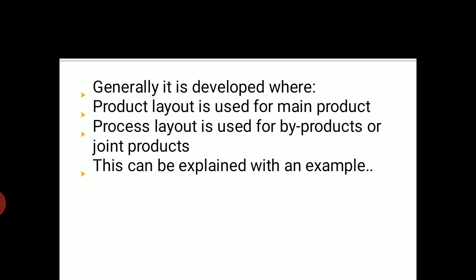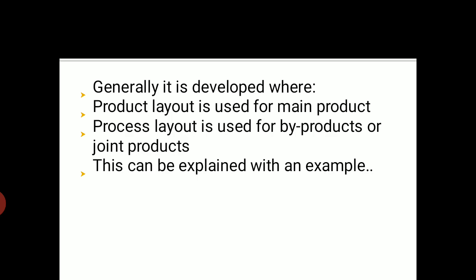Generally, it is developed where this type of layout can be used: product layout is used for the main product, and process layout is used for byproducts or joint products. See, product layout means where the product is important, where the sequence is important. Then at that time, the product layout can be used for the main product. For byproducts, that means sub products or the products coming out of the main product, you can have the arrangement of process layout.